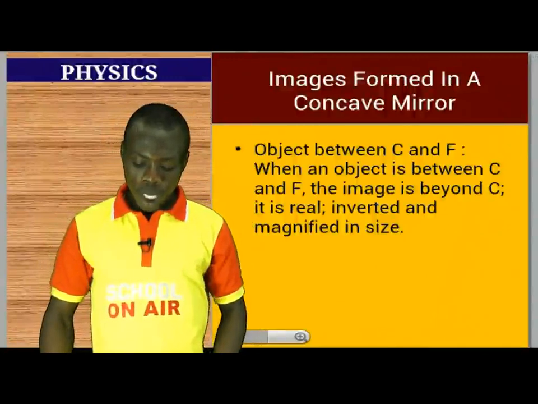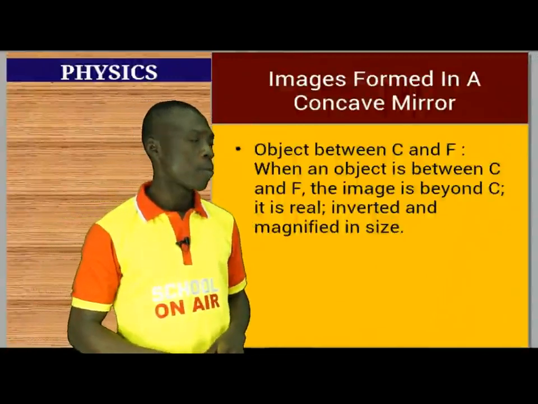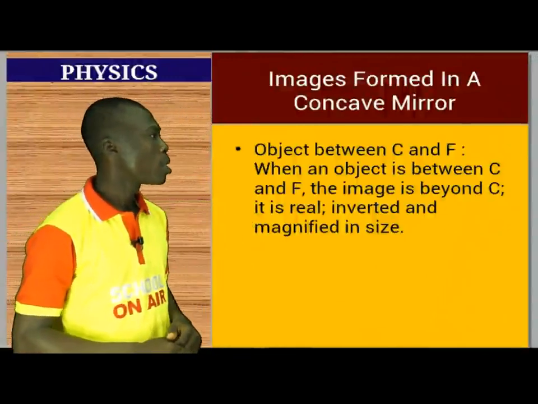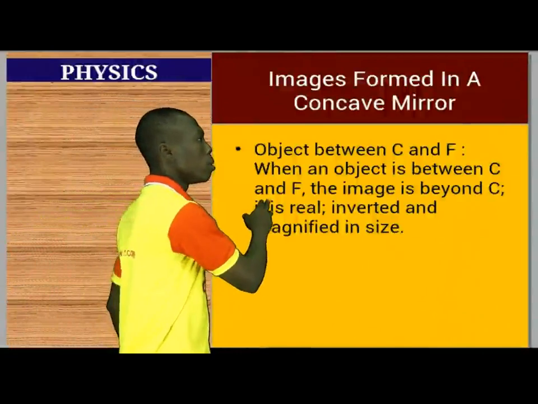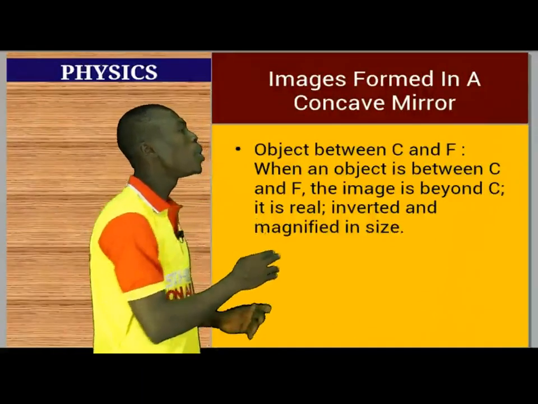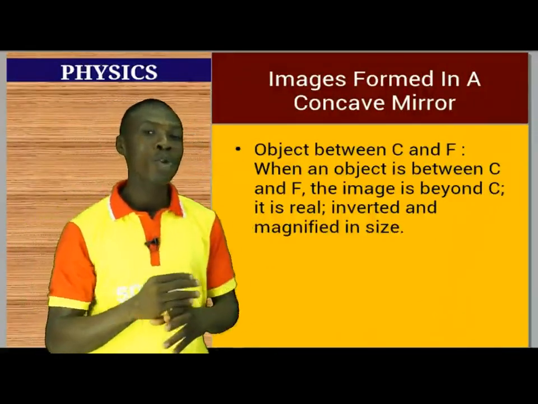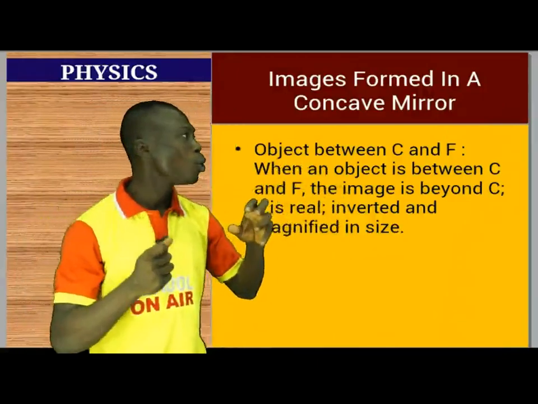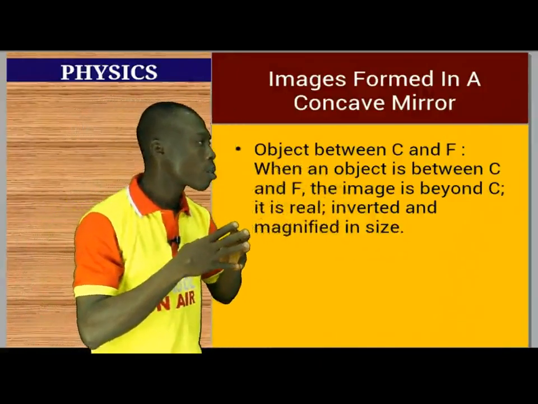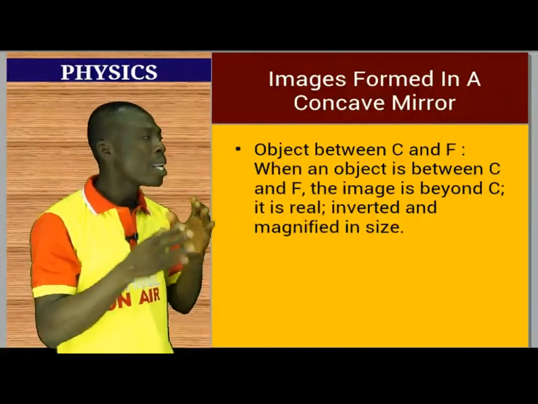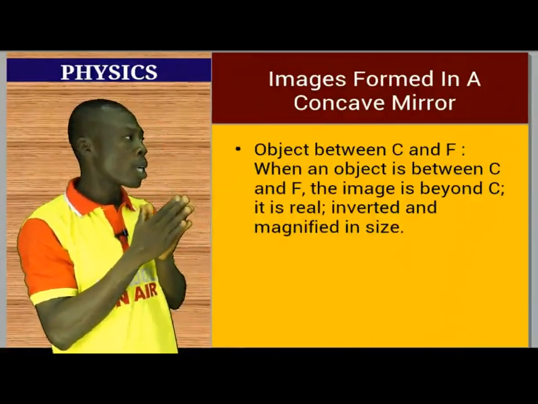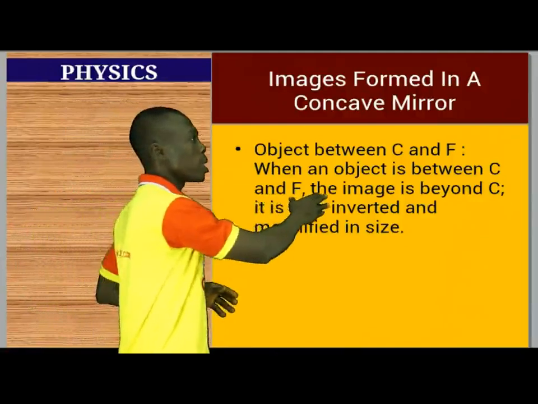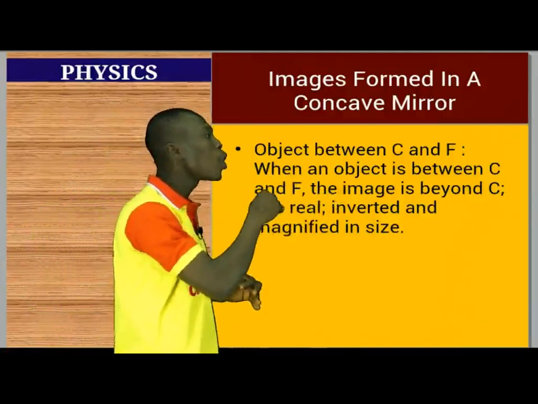Now, when an object is placed between C and F, the image is beyond C. Now, the other time I told you that the principal axis and the principal focus, they are working together. Now you have the object behind C and then the position between C and F working together. So when you have an object between C and F, the image is beyond C.